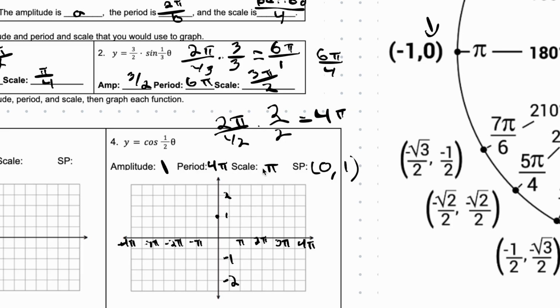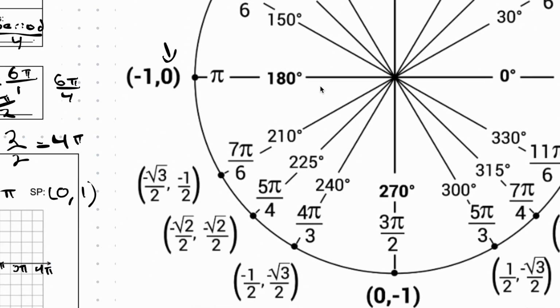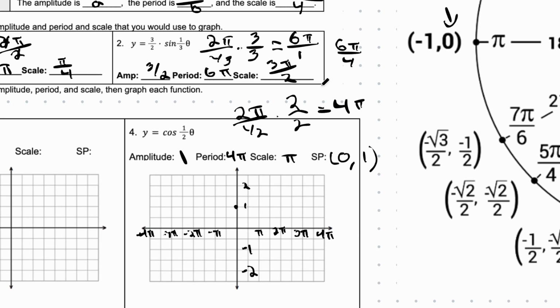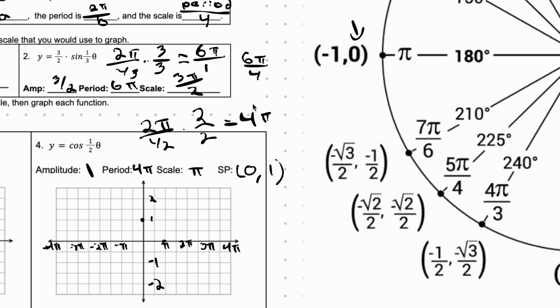So let's plug in pi for theta. Pi times 1/2 is just pi over 2. Cosine of pi over 2 is going to be 0. So we plot 0. Now let's plug in 2 pi. When we have 2 pi times 1/2, we get pi. So cosine of pi is just going to be -1.